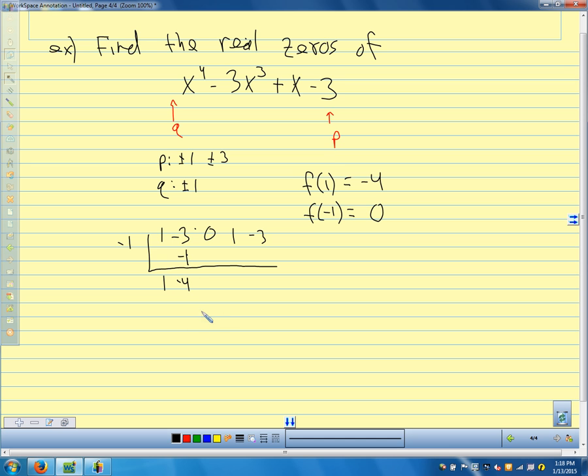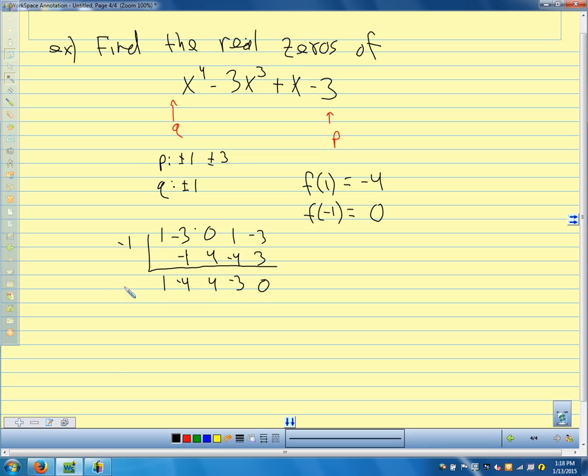Minus 4. We get 4, 4, and we better get a 0 remainder here. All right, so we get a 0 remainder. So I have divided a fourth degree polynomial by x plus 1. So what am I left with here?